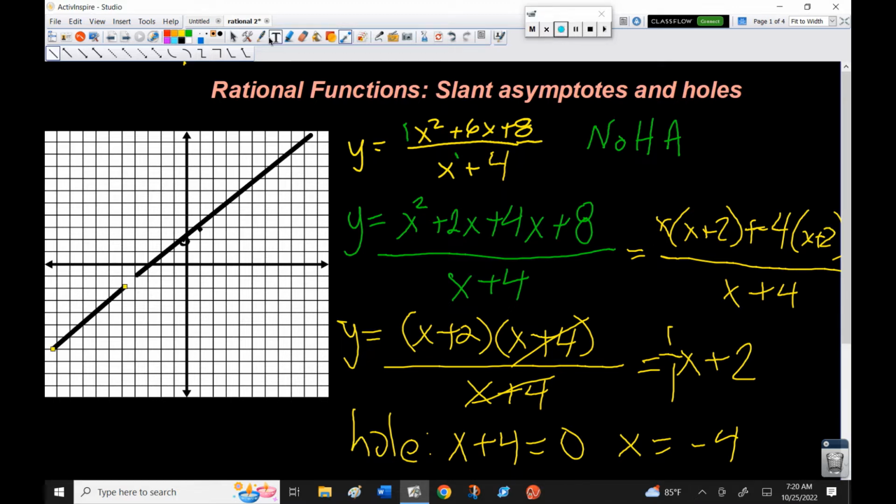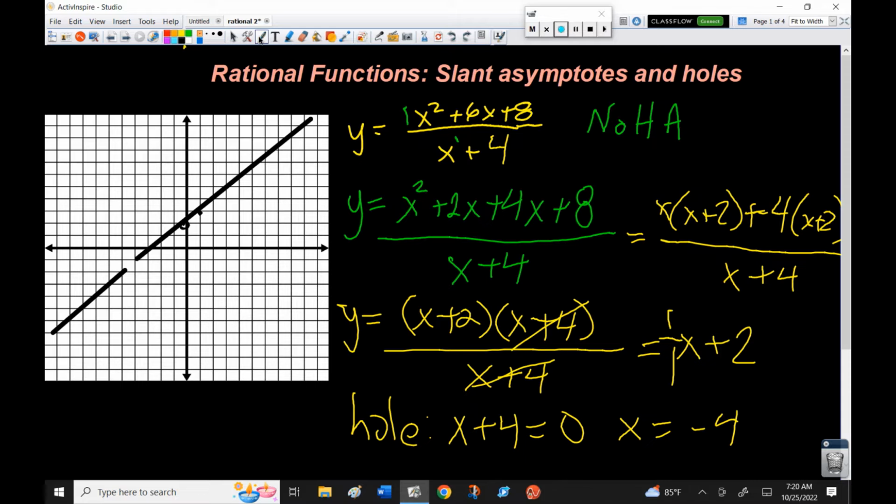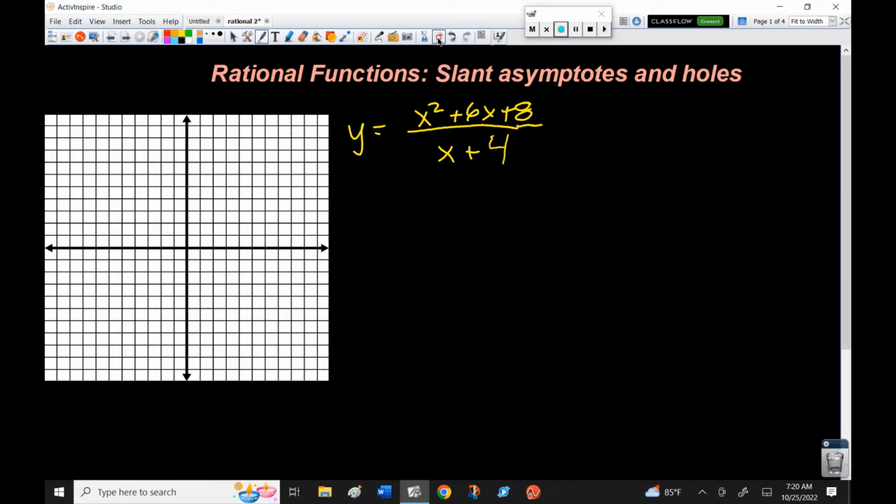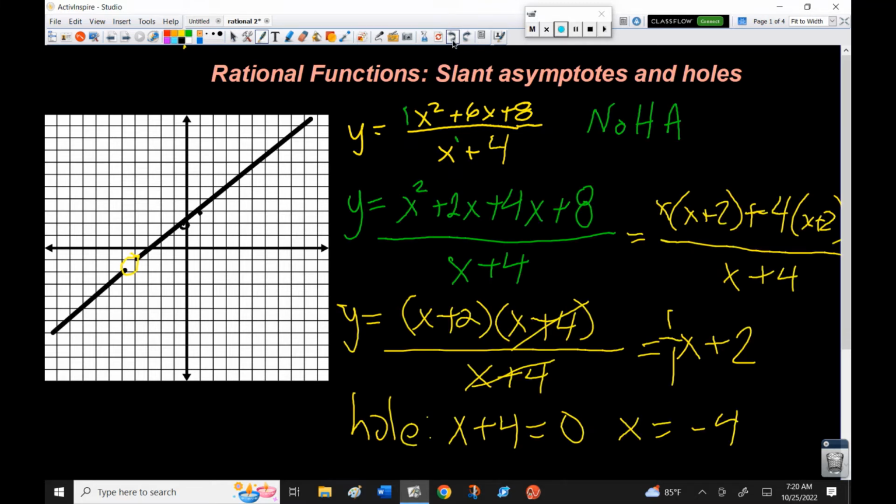Oops, don't take off the whole thing. I just wanted to take off that hole. Thank you. I just want to put a hole here at negative 4. And that's how we draw a hole at negative 4. It's a straight line with a hole in it.